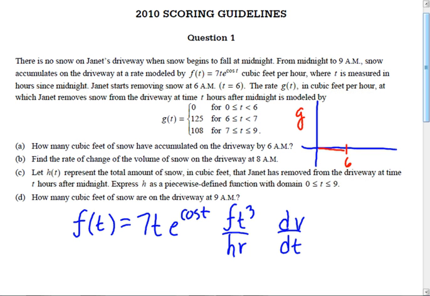Then between 6 and 7, she's removing the snow at a constant rate, 125 cubic feet during that hour. Okay? And then she also removes from 7 to 9 at a constant rate of 108. What's happened here? Why has that gone down? She's tired. She's been doing this. What happens after a while? You get tired, you slow down. At least I did.